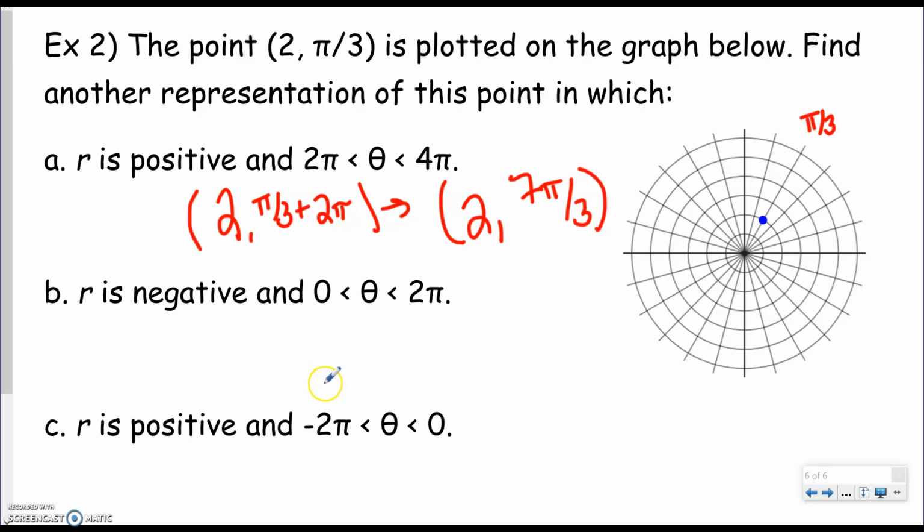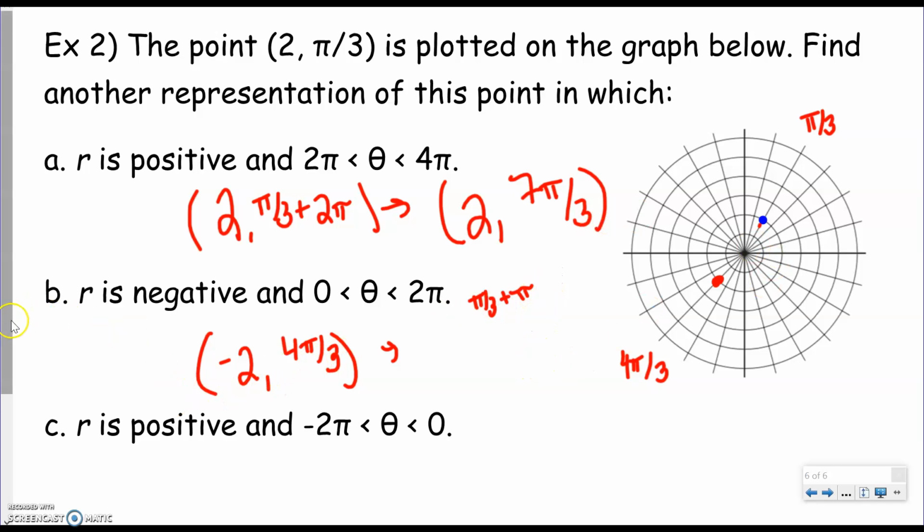Okay, if r is negative, and we're between 0 and 2 pi, so we're making that 2 negative, the angle that is essentially across the pole would be right here. So if we count that out, we have pi over 3, 2 pi over 3, 3 pi over 3. This is 4 pi over 3. So if I went to 4 pi over 3 and then negative 2, I would get the same point. Another way to find that is to do pi over 3 plus pi, since we're not going all the way around.